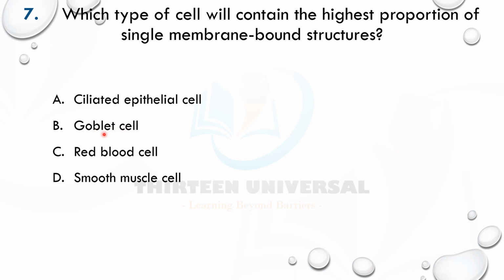Now goblet cells, okay, goblet cells are secretory cells. They secrete mucus. All right, so they are going to need a lot of Golgi bodies. So Golgi bodies are single membrane bound. That makes sense. Red blood cells, okay, they don't have a particularly large number. Of course, they have fewer organelles, so they can have space to accommodate hemoglobin.